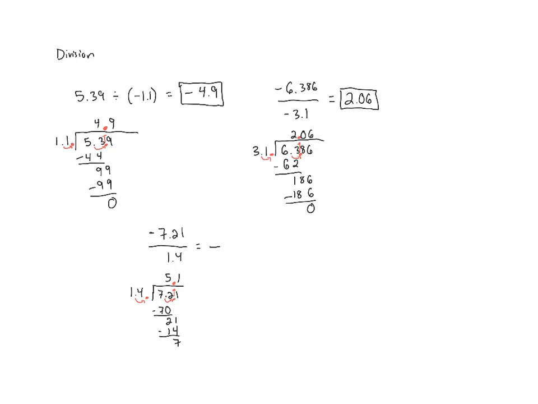Now at this point, we have a remainder. We need to keep going. There's no more digits here, but we can put in a 0 without changing the value of that quantity. We can always put a 0 at the very end on the right-hand side of a decimal point without changing any values. And that allows us to bring down this 0. 14 goes into 70 5 times. 14 times 5 is 70. When we subtract, we're left with 0. And so our final answer ends up being negative 5.15.